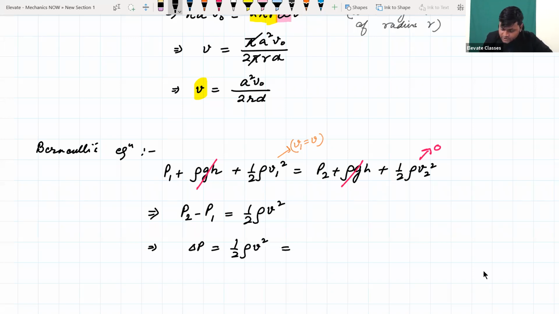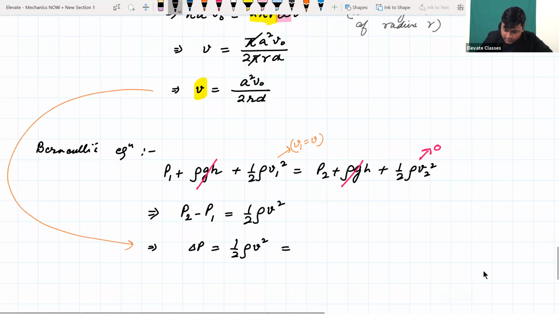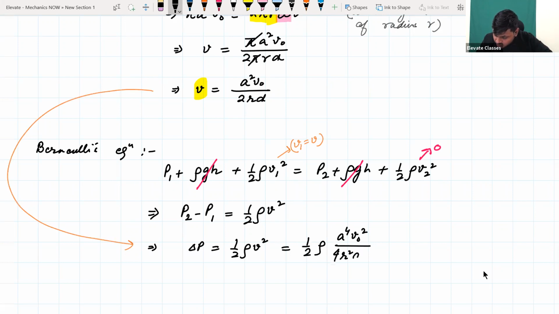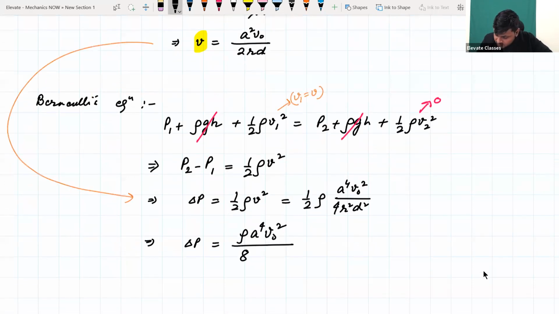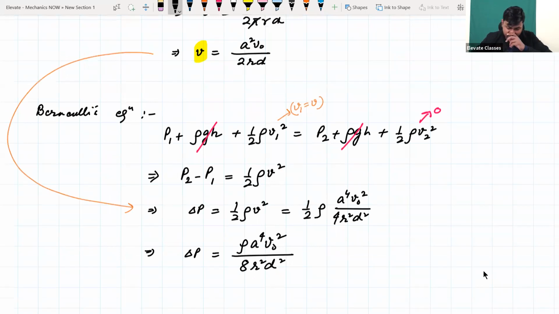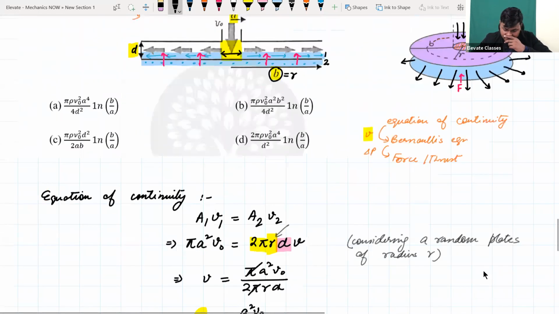So if I substitute this here, then I simply end up getting half rho v square is a to the power 4 v naught square upon 4 r square d square. So therefore the pressure difference comes out to be rho a to the power 4 v naught square upon 8 r square d square. Okay, so this is the pressure difference, but we are interested in calculating the force, the upward force.